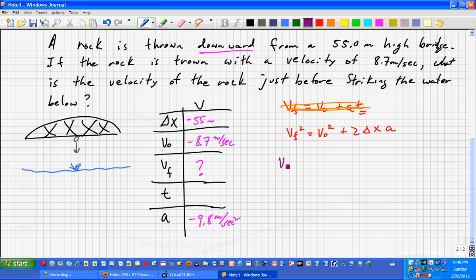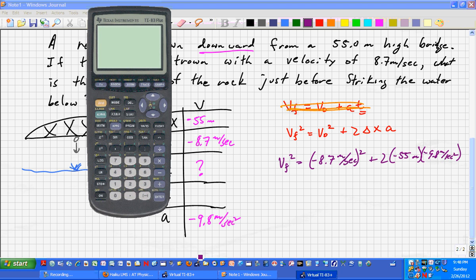So V final squared is going to be equal to V initial squared, which is negative 8.7 meters per second, we're going to square that, plus 2 times the change in position, which is negative 55 meters, times negative 9.8 meters per second squared. We've got everything. All we need to do is grab a calculator and start putting in some numbers here. Let's go ahead and square negative 8.7.